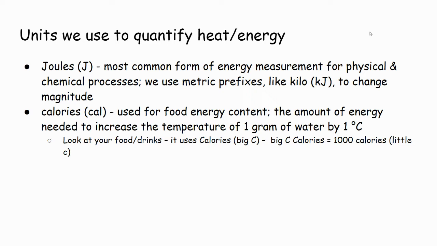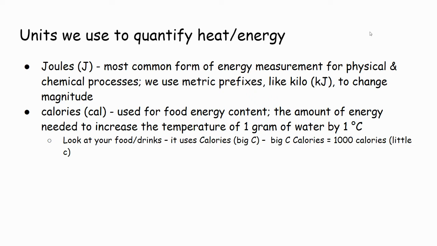So, units we use for heat and energy, you've already been seeing them as we've done assignments and as you've looked at problems. Joules is the most common form of energy measurement. It's kind of like a generic. Okay, so joules. You'll also see kilojoules. Like you've seen that a lot, kilojoules. That's just a metric prefix. It means 1,000 joules. So if you see 1 kilojoule, instead of saying 1,000 J, it just says 1 kJ, because kilo means 1,000.